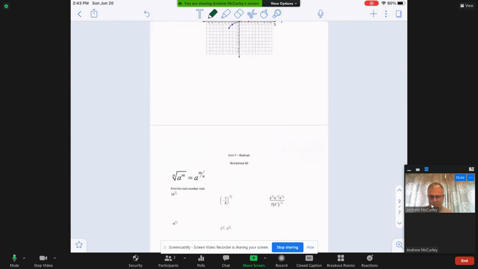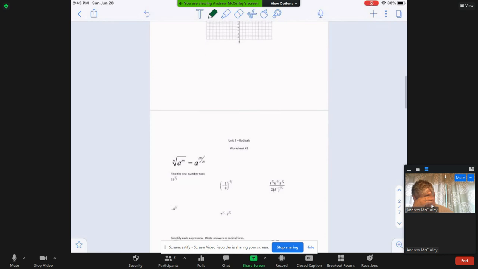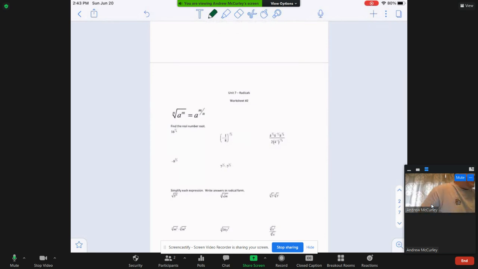So let's go ahead and get into worksheet 2. It's kind of saying to find the numbers and all that kind of stuff. We're going to talk a lot more about indexing.